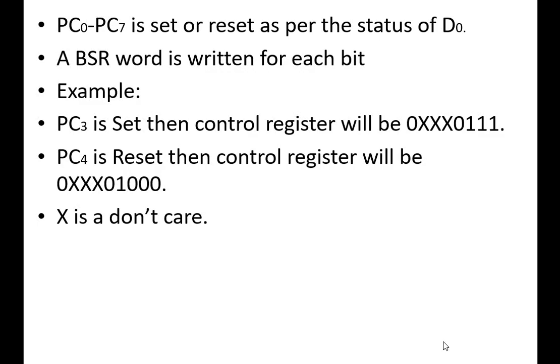P0 to P7 is set or reset as per the status of D0. A BSR word is written for each bit. Example: to set PC3, the control register will be 0, then three don't care lines, and then 0 1 1 1. Because we have seen in the diagram that this is the set for PC3.